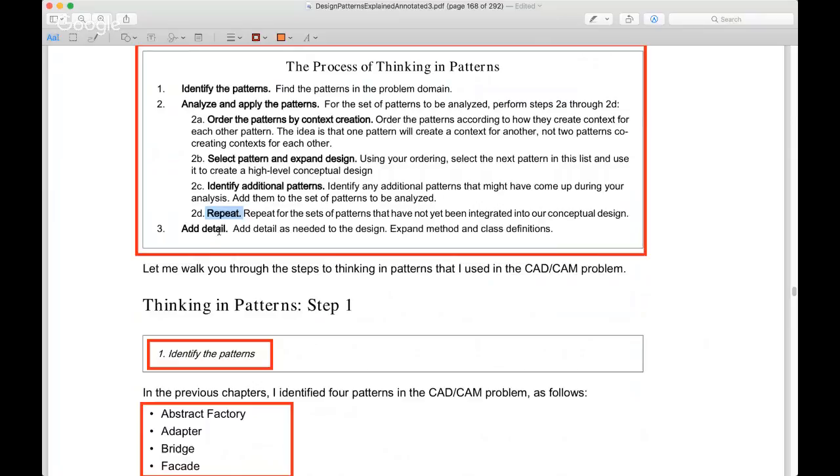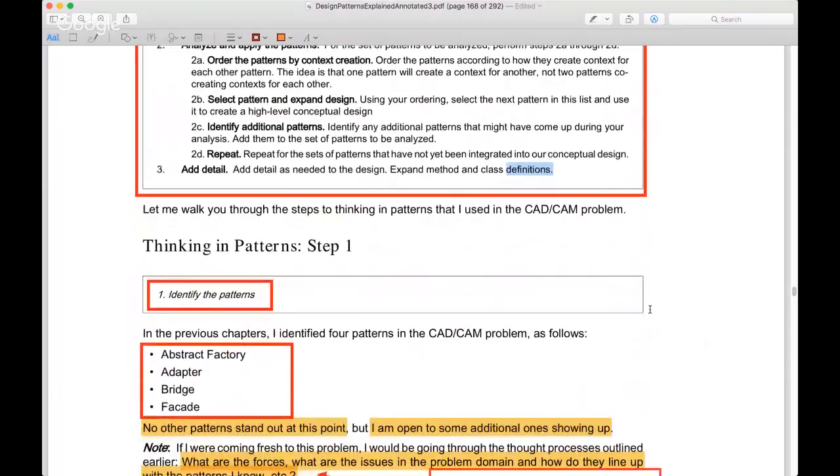And then as you go along, you will add detail as you identify what needs to be identified. And so you expand your method and your class definitions. And pretty soon you have all your APIs worked out. That's what we're going to do.